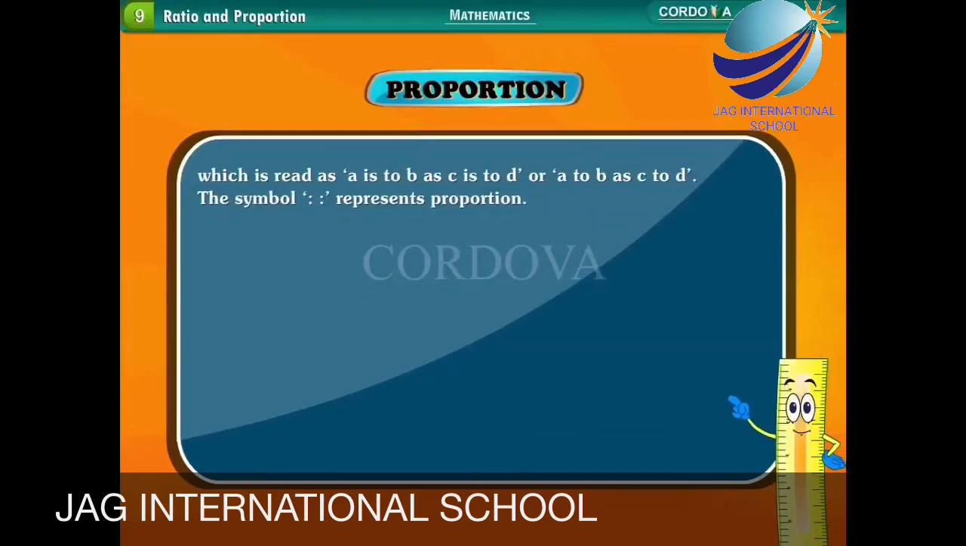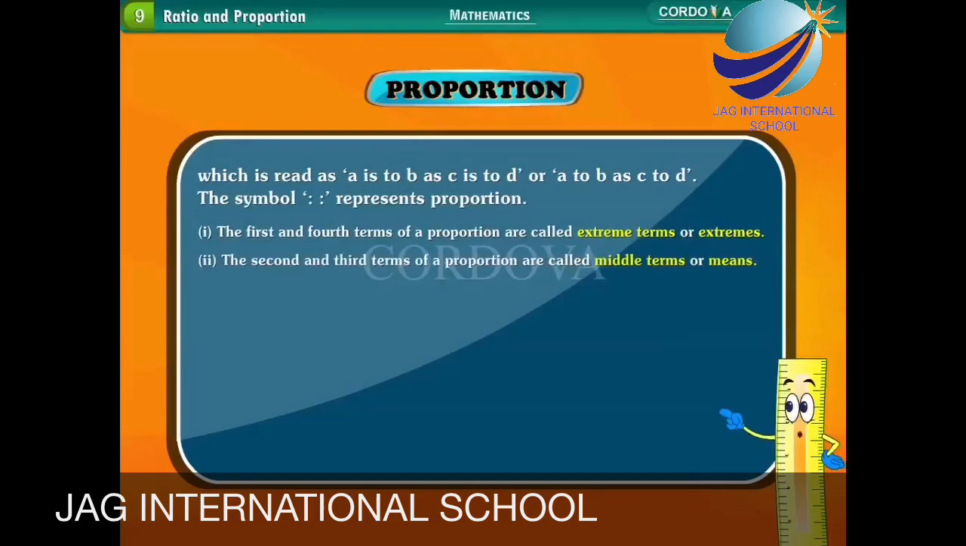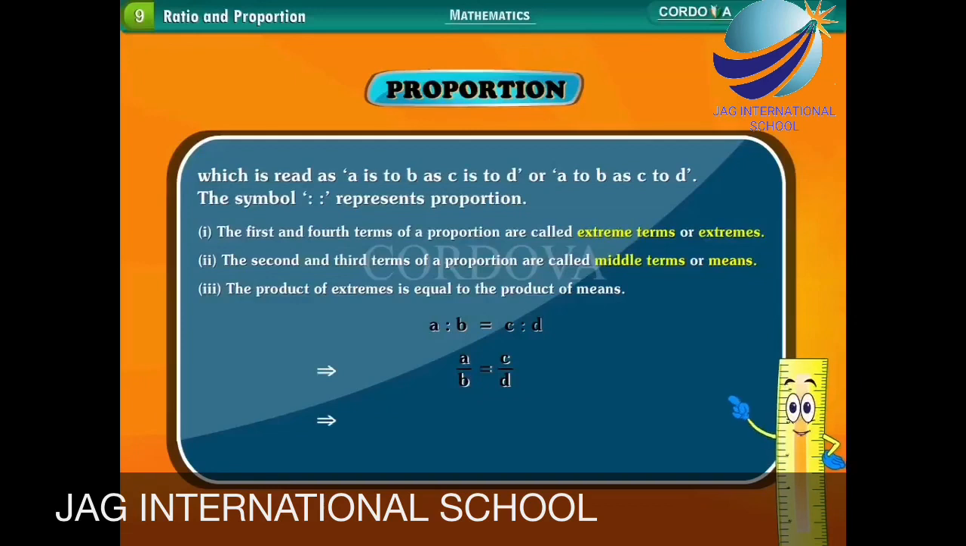The symbol :: represents proportion. The first and fourth terms of a proportion are called extreme terms or extremes. The second and third terms of a proportion are called middle terms or means. The product of extremes is equal to the product of means. A is to B is equal to C is to D. This implies A upon B is equal to C upon D. This implies A into D is equal to B into C.